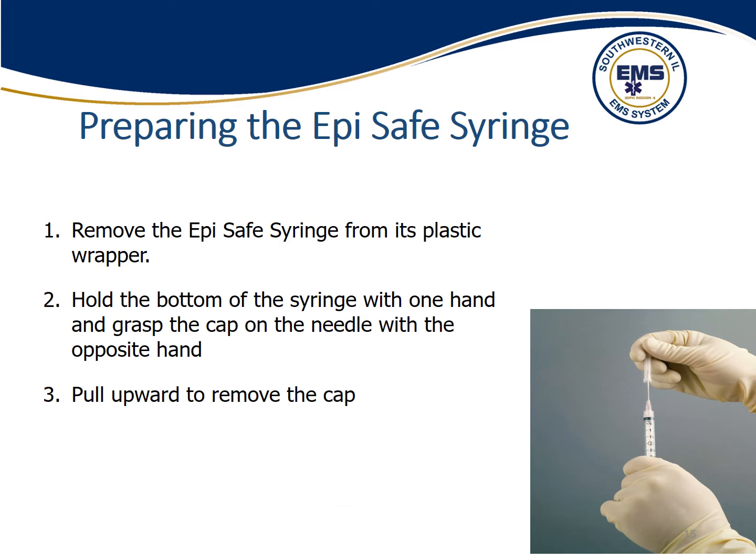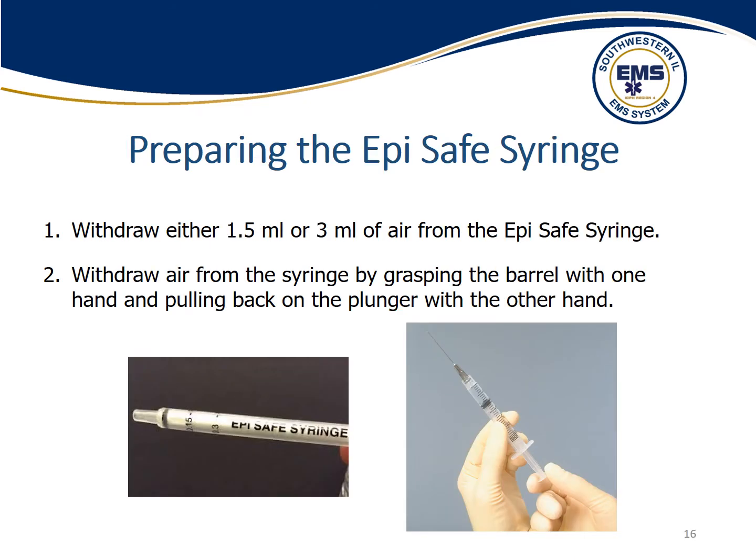Preparing the EpiSafe syringe. Remove the EpiSafe syringe from its plastic wrapper. Hold the bottom of the syringe with one hand and grasp the cap on the needle with the opposite hand. Pull upward to remove the cap. Preparing the EpiSafe syringe. Withdraw either 1.5 milliliters or 3 milliliters of air from the EpiSafe syringe. Withdraw air from the syringe by grasping the barrel of the syringe with one hand and pulling back on the plunger with your other hand.